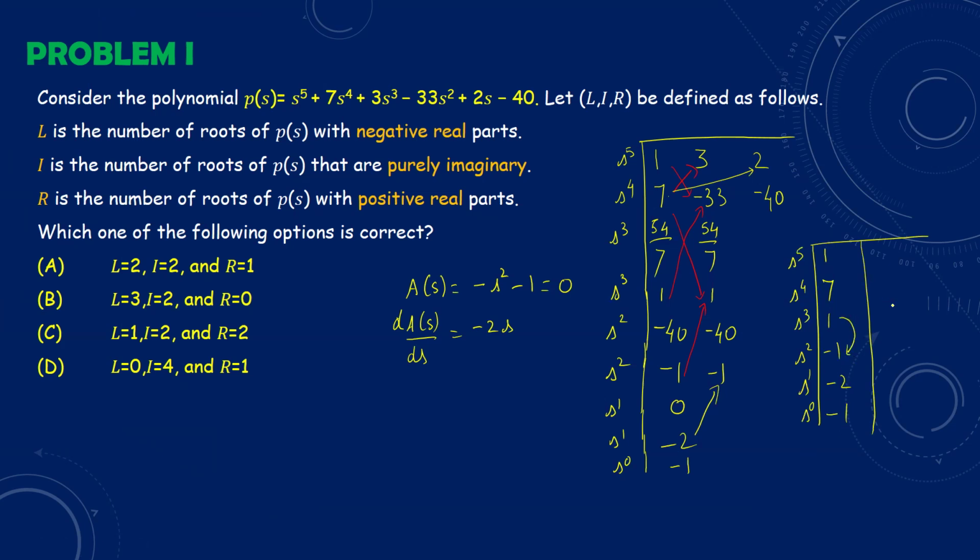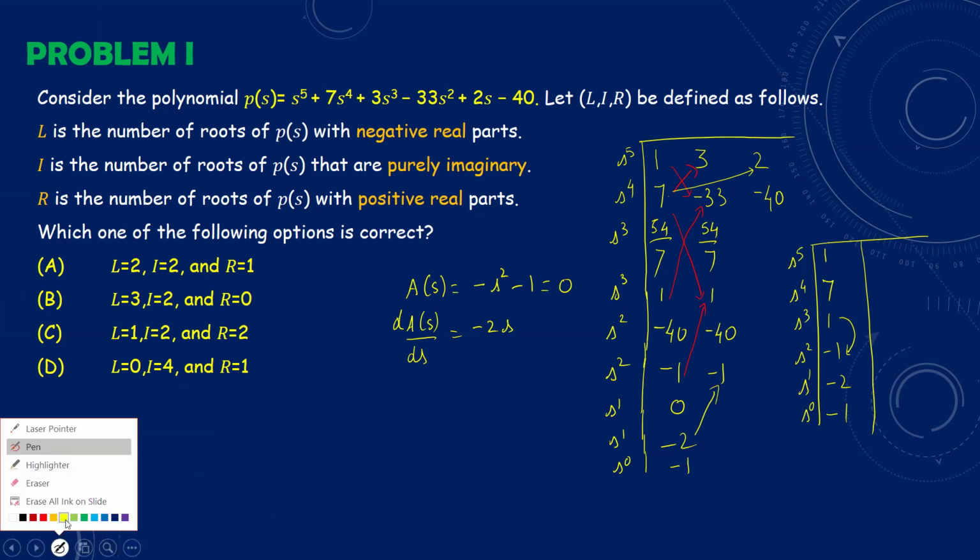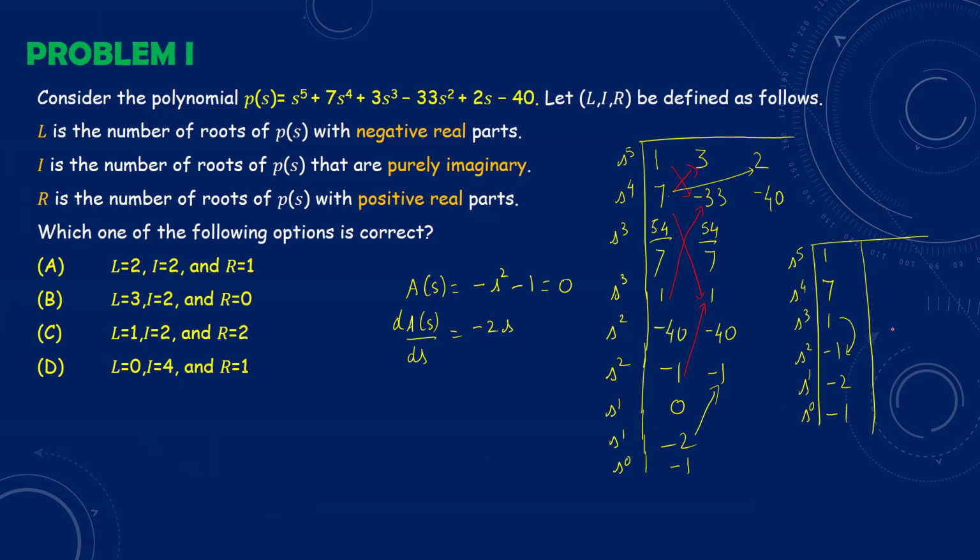Only one sign change is there. So we can conclude only one root is lying on the right half of the S plane. One sign change, therefore one root is lying on the right half of the S plane. Right half of the S plane means positive real parts. So from this auxiliary polynomial, we can find out the roots.